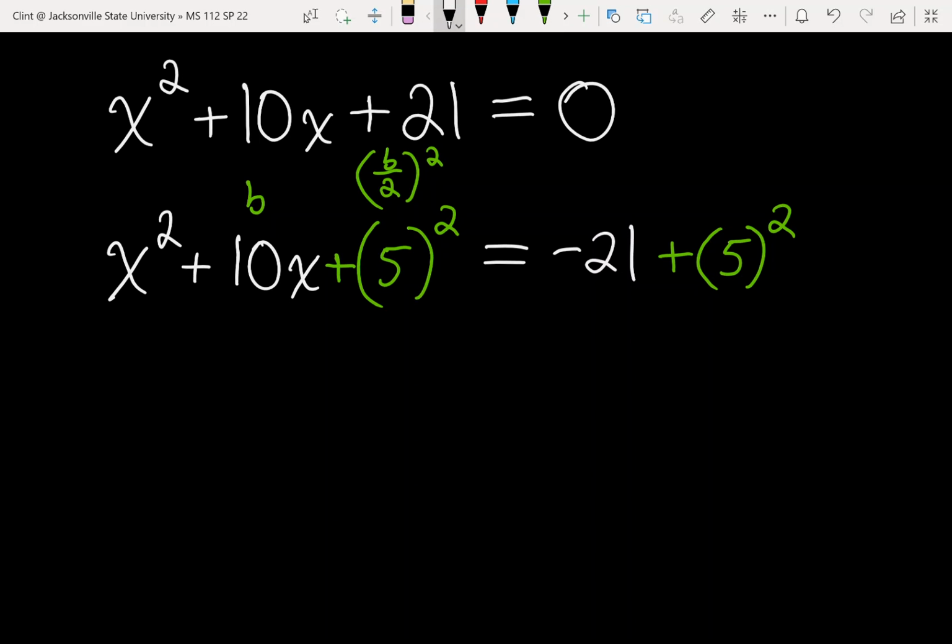And the whole reason we do that is now the left side factors really easily. Since I know that's a perfect trinomial square now, it's going to be x plus, my magic number was 5, squared. That's the left side now. We factor. On the right side, I've got negative 21 plus 5 squared. 5 squared is 25. So negative 21 plus 25 is 4. Our part's over now.